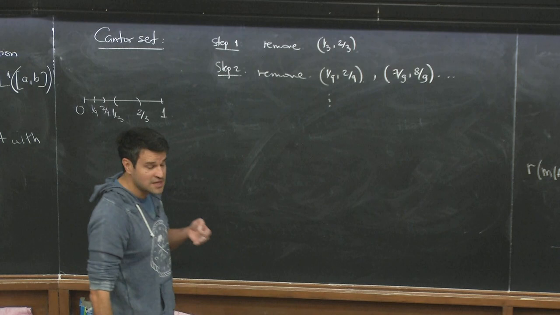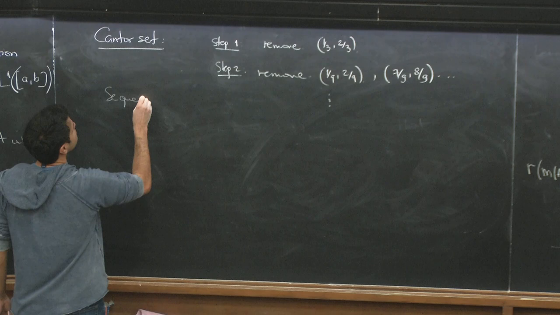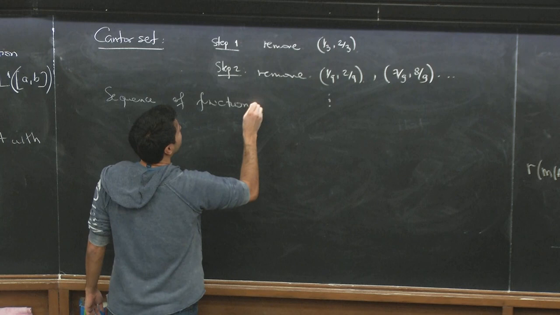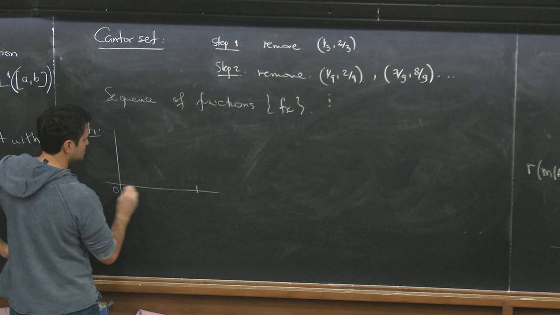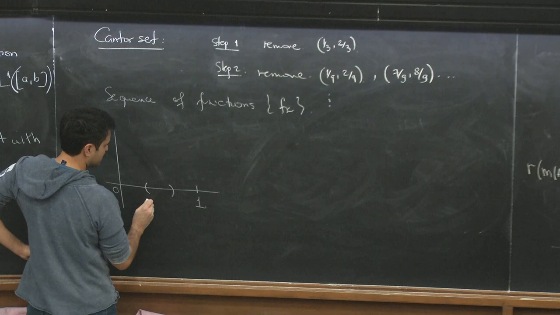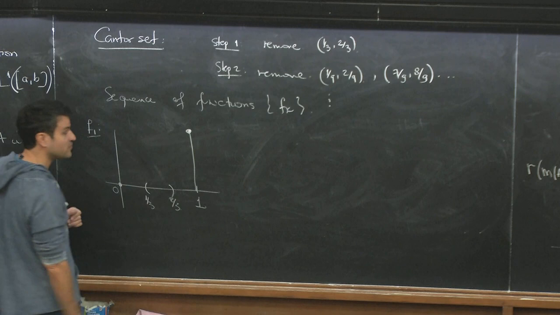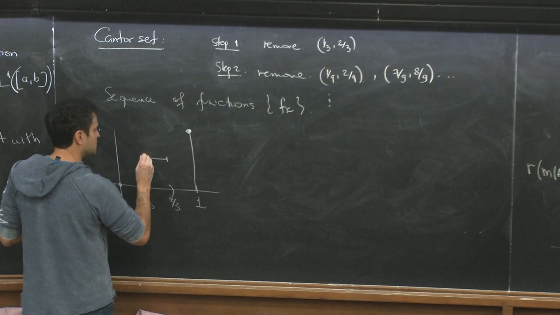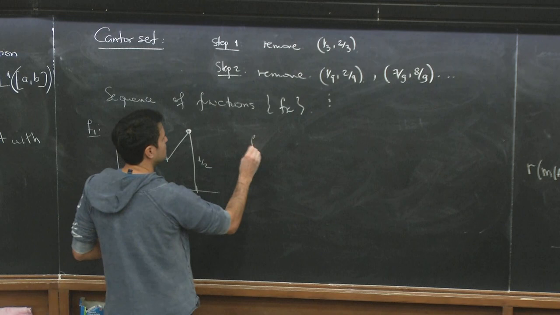So let's construct a function based on each of these removals. We are going to construct a sequence of functions, fk. So I'm going to tell you what f1 is. You start with 0, 1, and you take the first interval in step 1 that you wanted to remove, 1/3, 2/3. In all the steps, my sequence of functions will have f of 0 being 0, and f of 1 being 1, okay? But then I take this first interval and I make it a half here, and I make it linear in the other pieces. So this is f1.